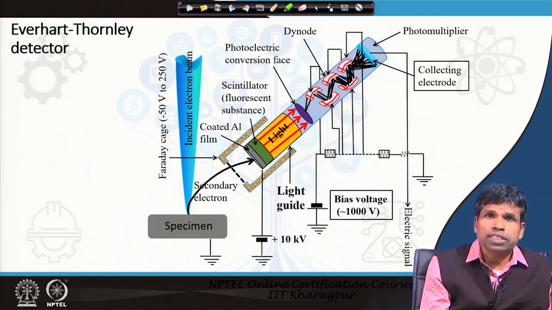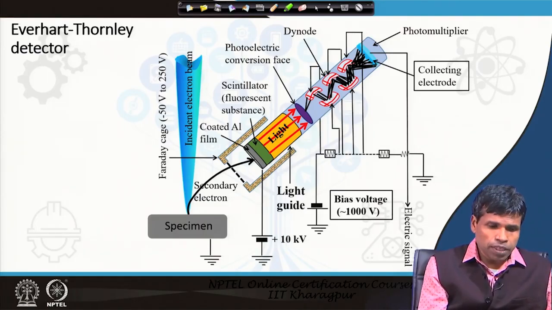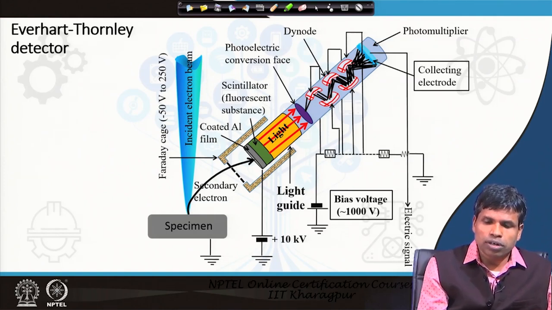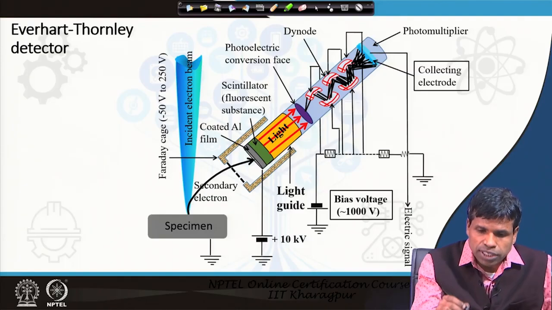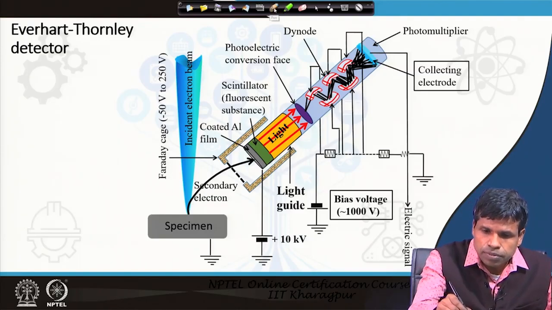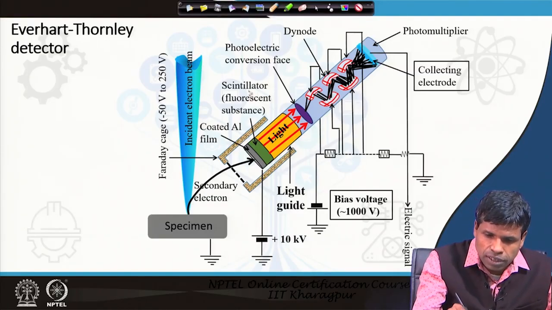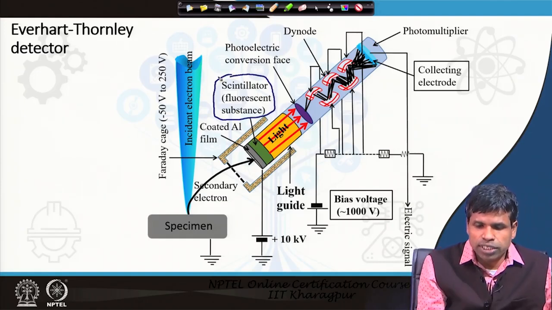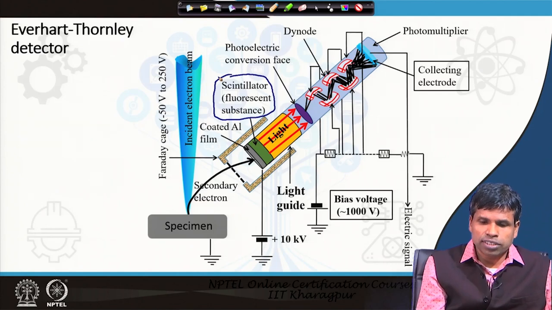As you see in this slide, once the electron beam strikes the specimen, let us say secondary electrons are generated, and these secondary electrons will go and strike the fluorescent substance on the detector. This fluorescent substance is here, this is the fluorescent substance. The secondary electrons will go and strike the fluorescent substance.